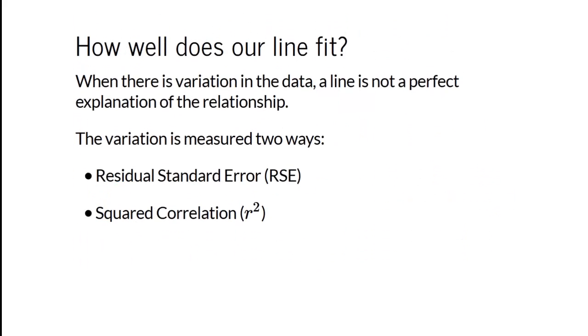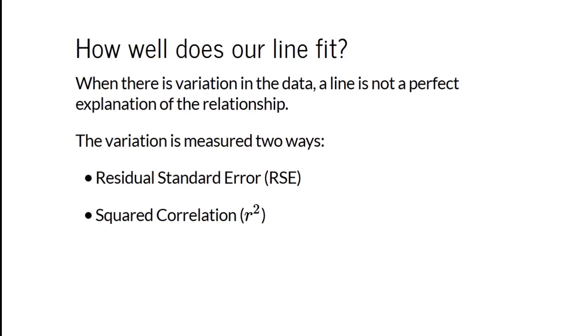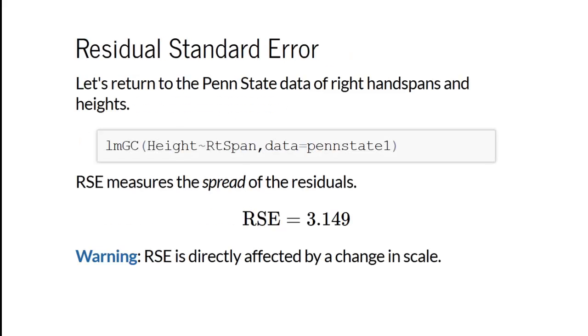Anytime we deal with statistical relationships, there's variation in the data. In other words, a line is not a perfect explanation of the relationship between two numerical variables. We measure this variation in two ways: the residual standard error and the squared correlation. One output of the lm function is the residual standard error. We can see that for the Penn State data of right spans and heights, the RSE is 3.149.